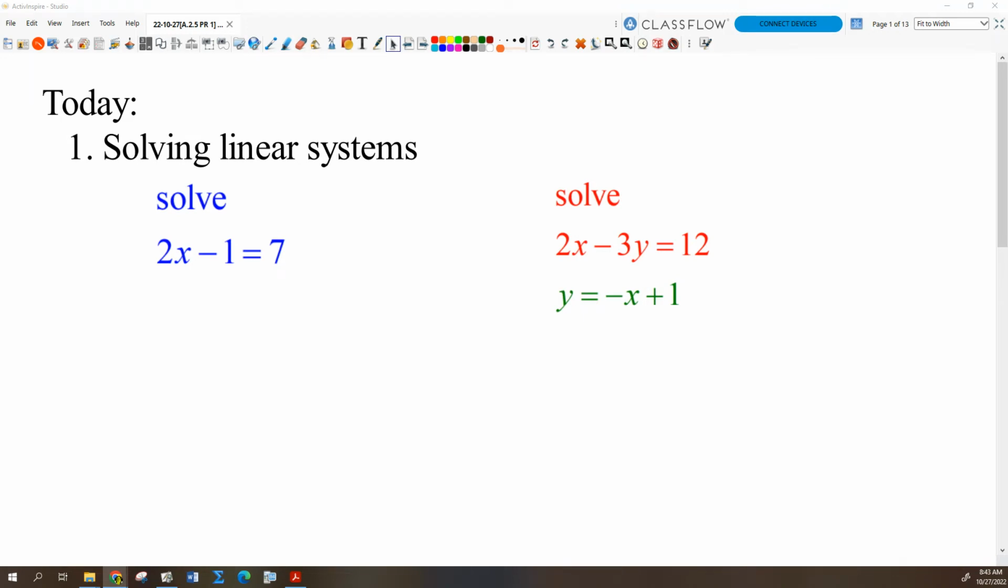So, solving linear systems. Before we jump into solving linear systems, let's take a second and think about what it means to solve anything. Just take this blue equation right here. Simple equation, it's a linear equation in one variable. It's only got one type of variable. What's the solution?